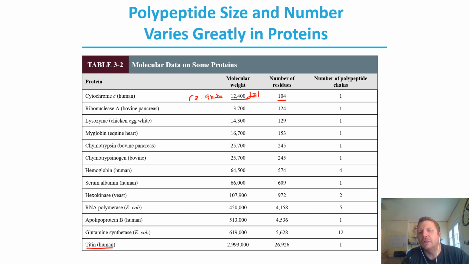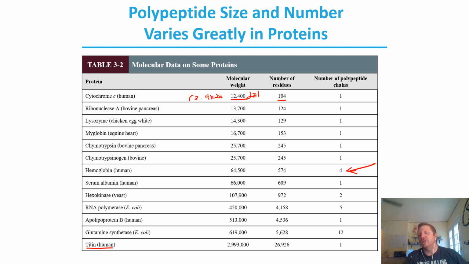It is a protein that has 26,926 amino acids. Okay, so we've got these very dramatic ends of the spectrum. But then I'd like to draw your attention over to hemoglobin. Hemoglobin is a protein that's 574 amino acids and is made up of 4 polypeptide chains, compared to Titan, which is only 1 polypeptide chain.